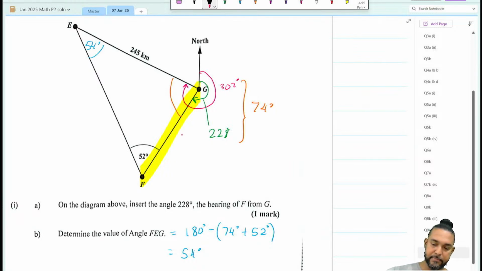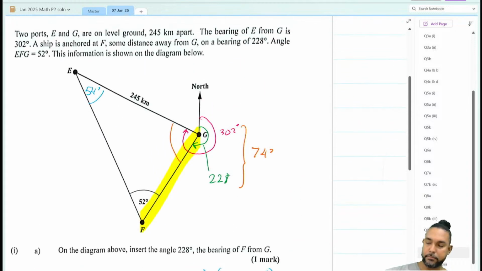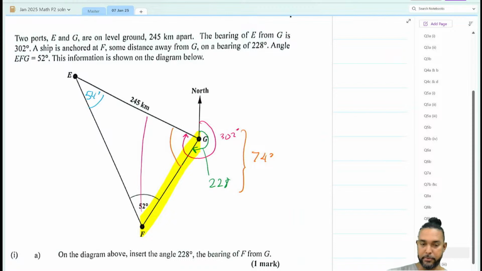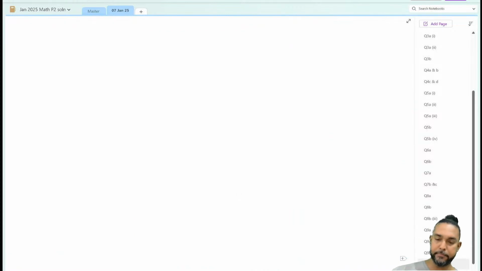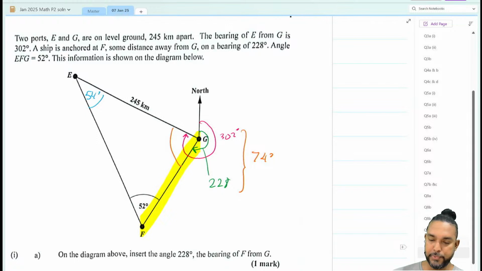We will call this FG, and we have EG. EG is opposite FG. So we're going to use sine. So it's going to be FG, or GF, over sine 54 is equal to 245 over sine 52.